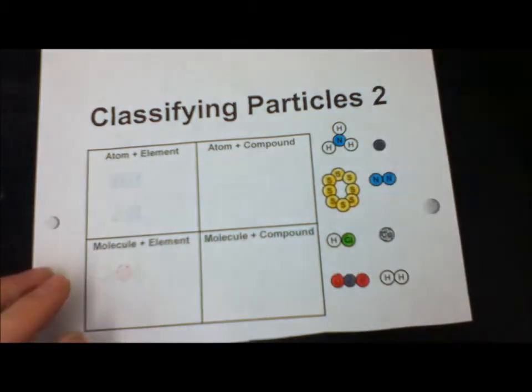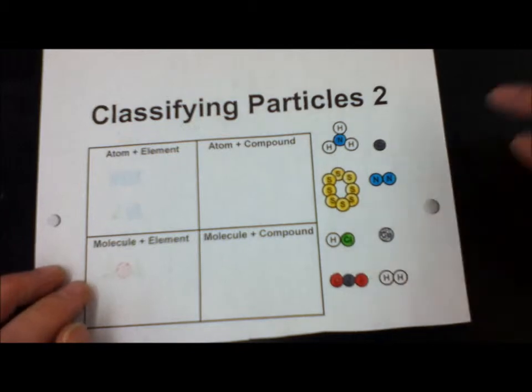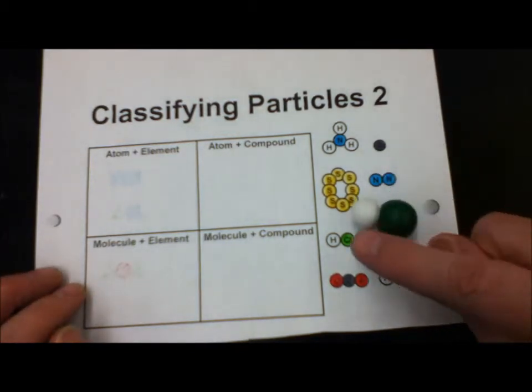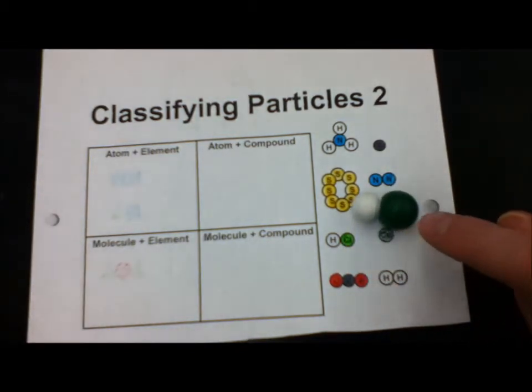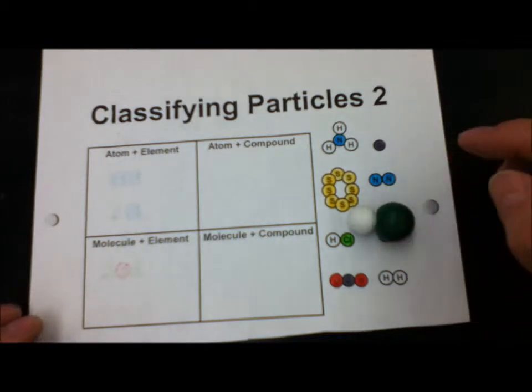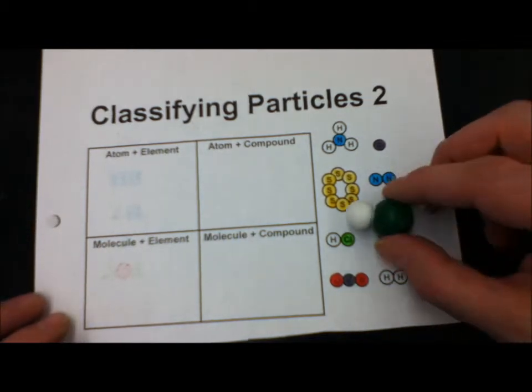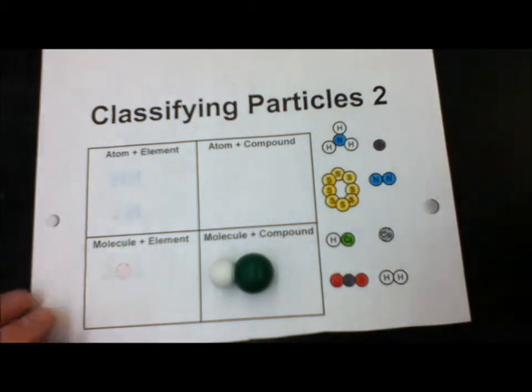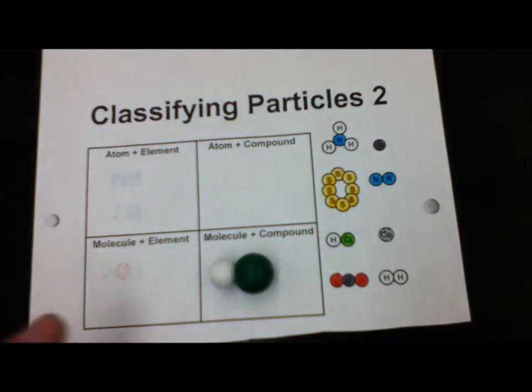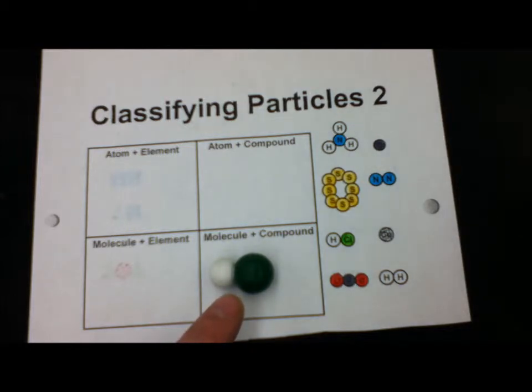Okay. Next one is HCl. There it is right there. We've got a hydrogen joined to a green chlorine. Where do you think it belongs? Well, it actually belongs right there as a molecule and compound. Again, it's a molecule because there's at least 2 atoms joined together. The reason it's a compound is because there's at least 2 different kinds of atoms or elements joined together. We have hydrogen and chlorine.